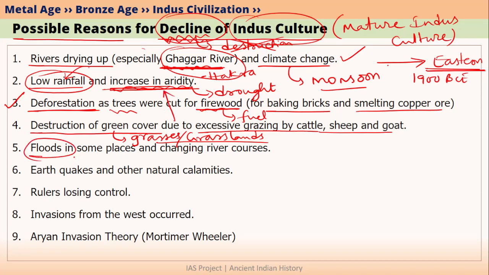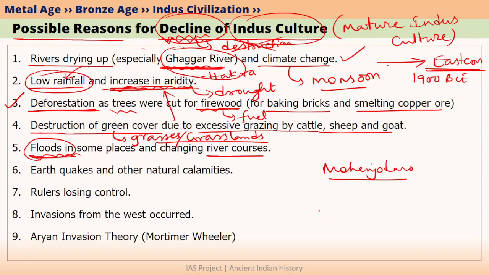Another reason probably was floods. We know that the Indus river system is very prone to floods. In our last video, we have discussed that Mohenjo-daro was always subjected to floods. So similarly, other rivers along the Indus and its tributaries were also subjected to floods. And because of these floods, the rivers often change their courses.